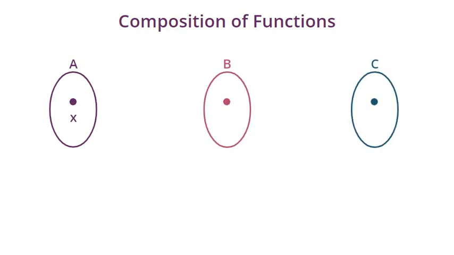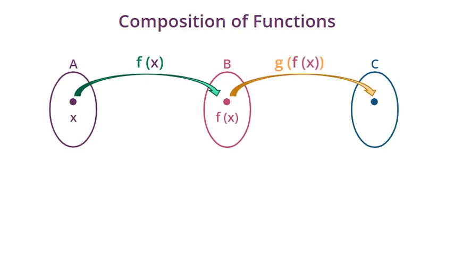Start with the element in set A, called x. Apply the function f to the element x. The image in set B is called f of x. Now apply the function g to the element in set B, called f of x. The image in set C of the element f of x is called g of f of x.